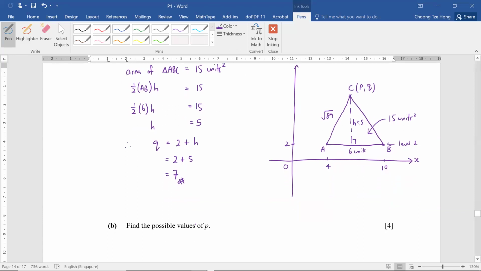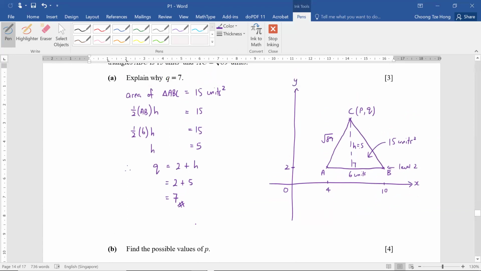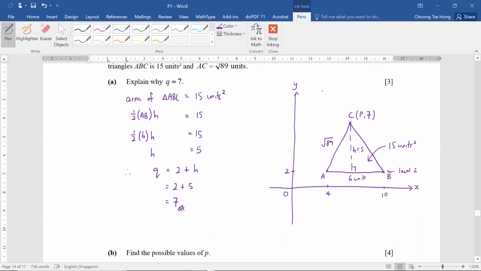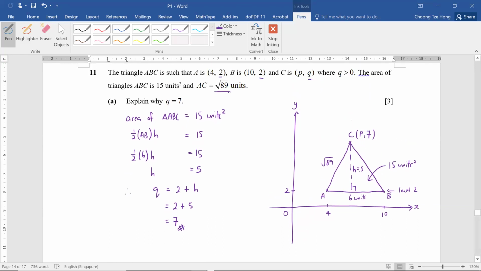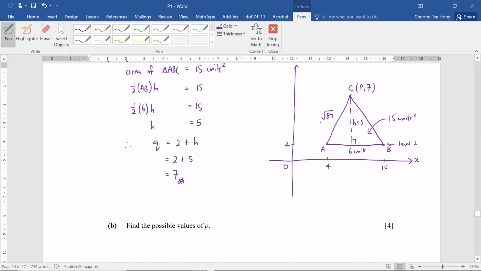Okay, the next one, they ask us to find the possible values of P. So over here, now that we know Q already, we can replace Q with 7, right? So now we only have one unknown left. And this is where you need to ask yourself, is there any information that we have not applied in this question or not? It should be obvious that the information is this one, right? AC is square root 89. They've given us information that we have not used yet. The coordinates of A, given in the question, is 4, 2.